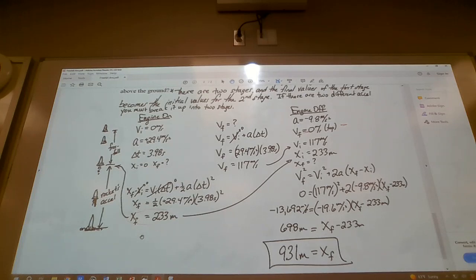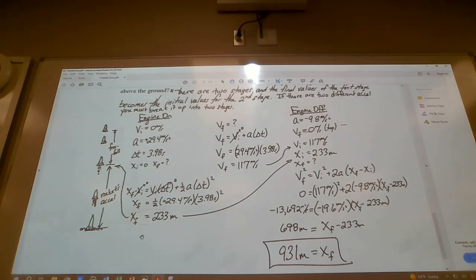Here's the rocket. Firecracker, rocket, whatever. Spaceship. Here's the boosters. After the boosters stop, does the rocket immediately stop moving? Why not? The inertia is in motion. And so it's like, I just want to keep on going. So it becomes in free fall at that point in time.